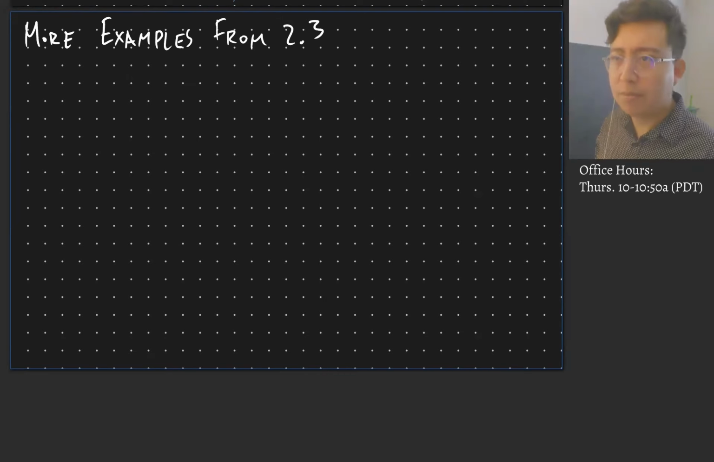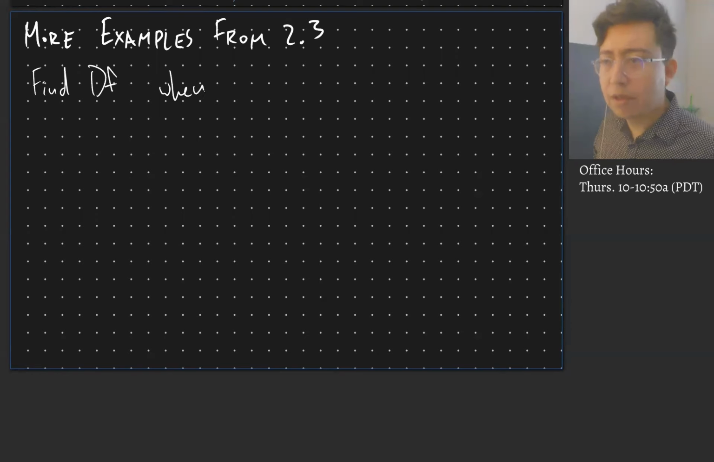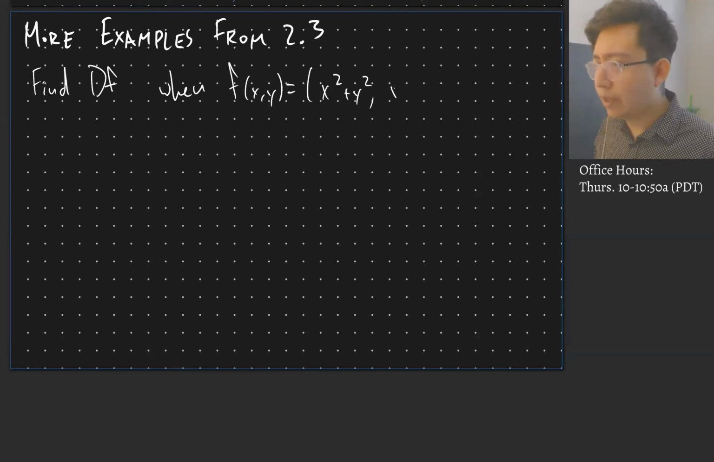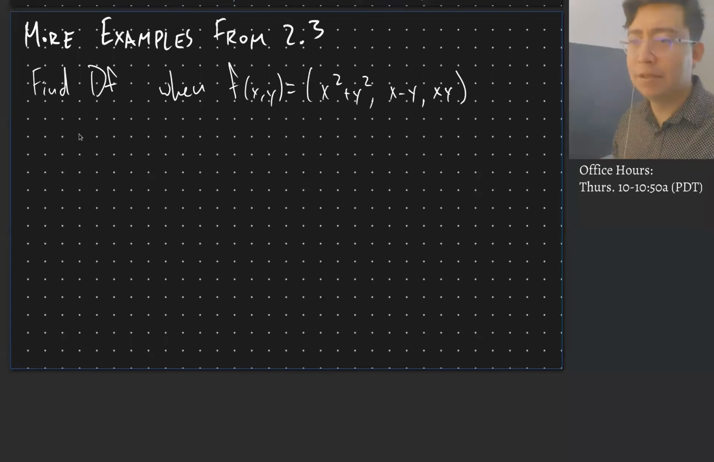So maybe I'll do: find df when f of x, y equals x squared plus y squared, x minus y, and xy.